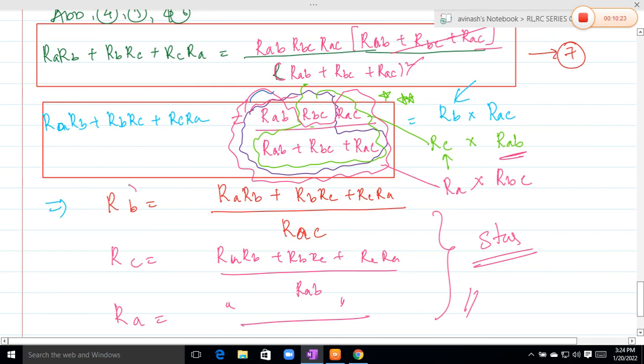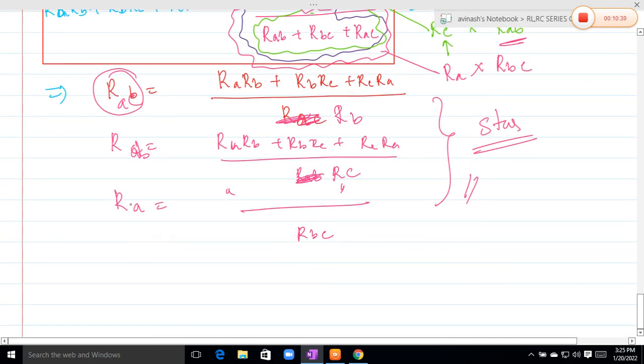Sorry, we have to find the value of RAC, right? RAC is equal to this value divided by RB. The same way RAB is equal to the same value divided by RC, and RBC is equal to the same value divided by RA. So these are not star, these are the delta connected values. So these are the delta values. Hope you understand this point.